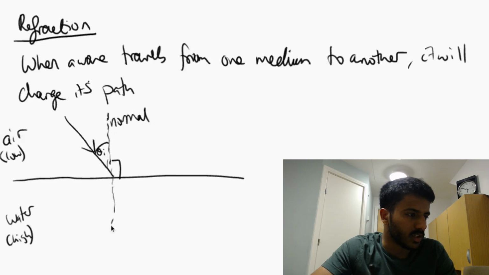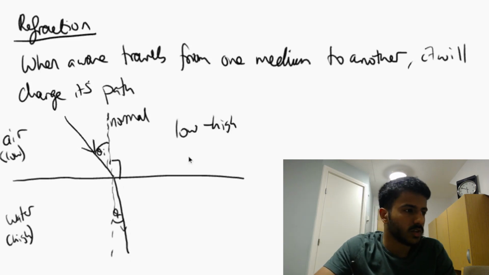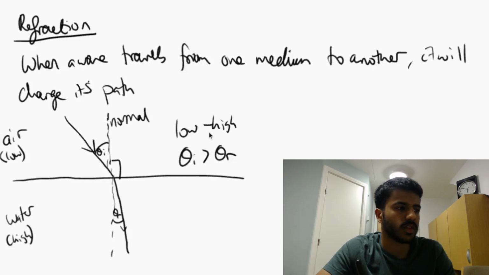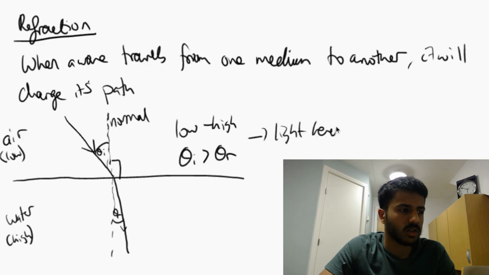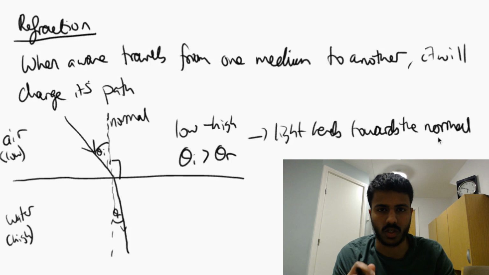When it moves into the higher medium, it bends towards the normal. We call this angle theta r for the angle of refraction. So when going from low to high, the angle of incidence is going to be greater than the angle of refraction. And we can say that the light bends towards the normal. As you can see, it's just moving in the direction that is closer to the normal line.